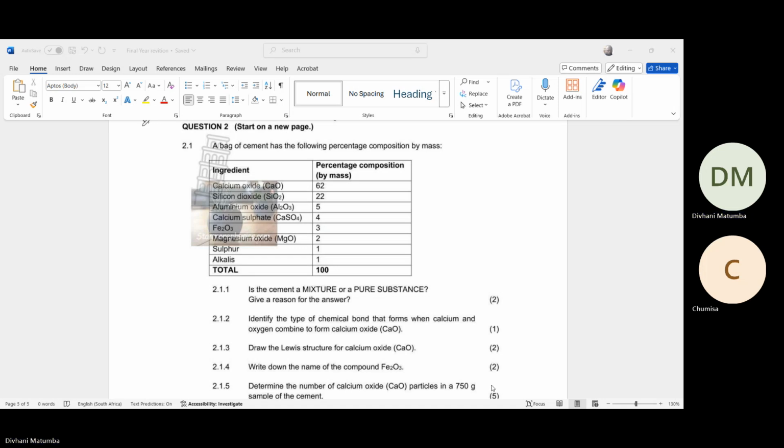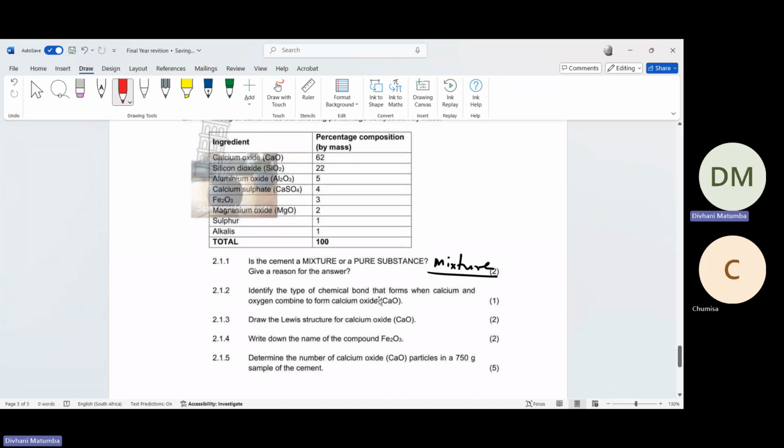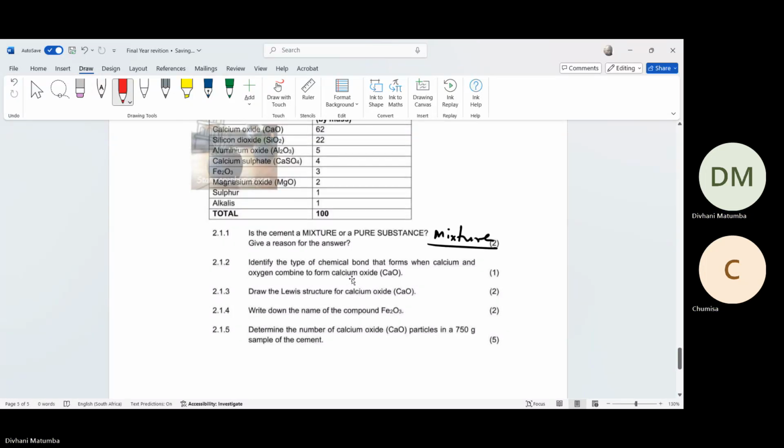Kumisa. Yes, sir. It's a mixture. That's correct. It is a mixture. Okay. Identify the type of chemical bond that forms when calcium and oxygen combine to form calcium oxide. What bond are we talking about?